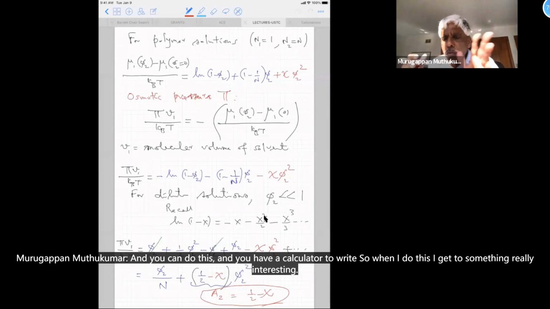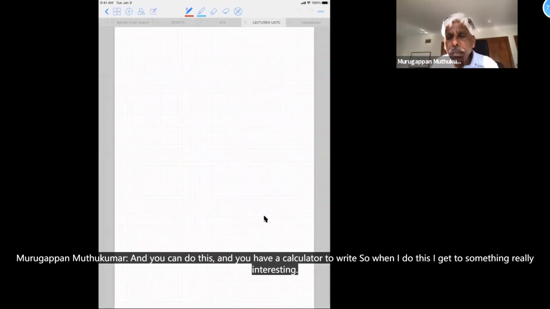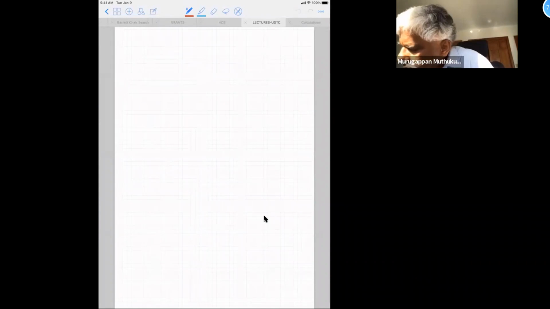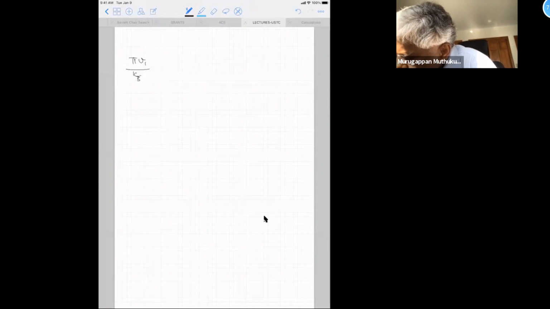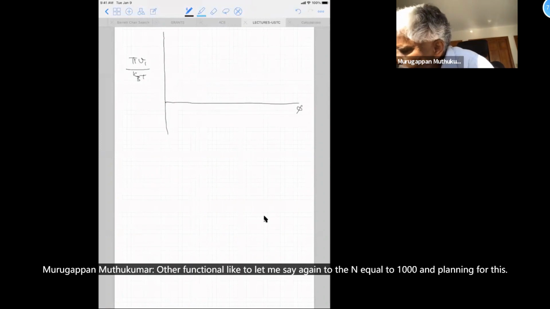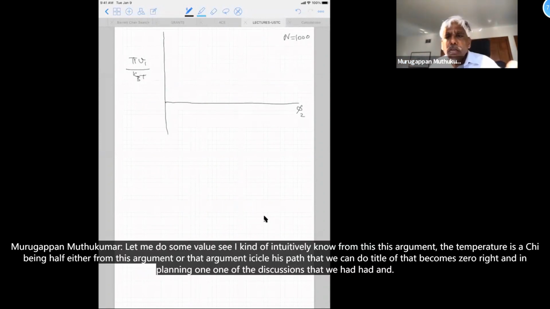And you can do this in your calculator too, right? When I do this, I get something very interesting. So I go and plot pi V1 by kBT as a function of phi2. Let me say n is equal to 1,000. I'm plotting for this one. Let me choose some value.